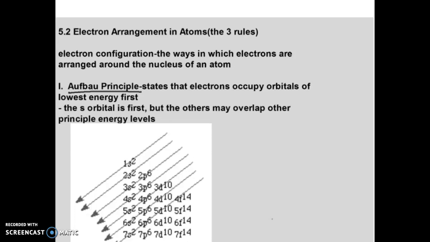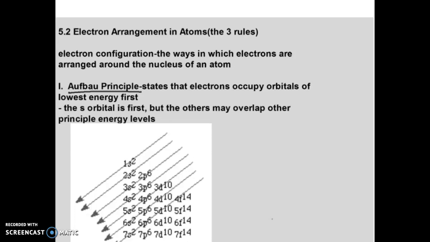So first of all, electron configuration is the ways in which those electrons are arranged around the atom's nucleus. And we already talked about the rules, but I just didn't put names with them. The first one is called the Aufbau principle. It states that electrons occupy orbitals of lowest energy first. And you actually already know that. A lot of you probably knew that from ninth grade physical science.